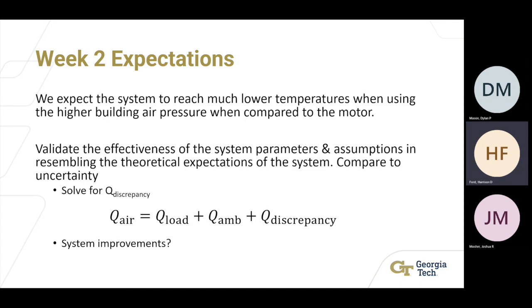So like I mentioned, we're going to solve for Q discrepancy, compare that to our uncertainty, and be able to decide how good of a model our system is. And then once we have that, hopefully we're going to come up with some possible system improvements we can make to decrease this Q discrepancy.